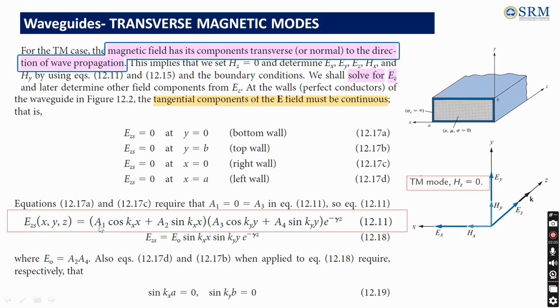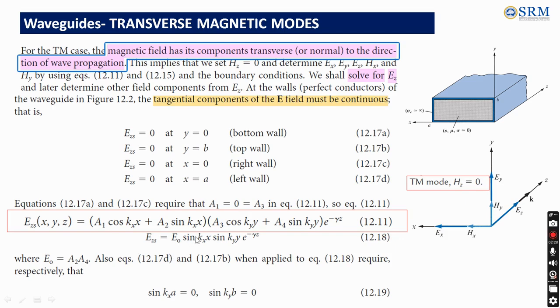So existing terms are a1 and a3 only, because cos 0 is 1. These terms are neglected. So what is the meaning? If Ez has to be 0, a1 and a3 have to be 0, obviously. So we are going to apply a1, a3 as 0 in this equation, and we are going to rewrite the 11th equation in this manner.